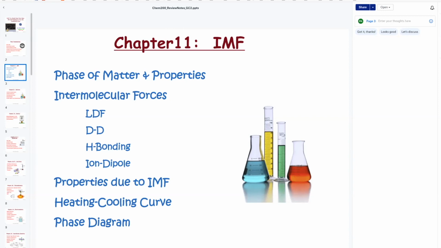Why are boiling points higher for some chemicals versus others, even though they might have similar molar mass? Okay, it has to do with the intermolecular forces involved.